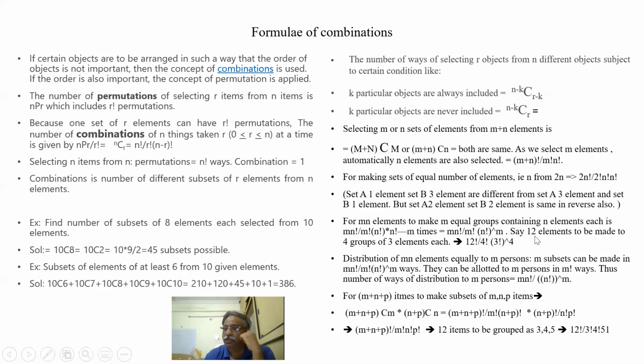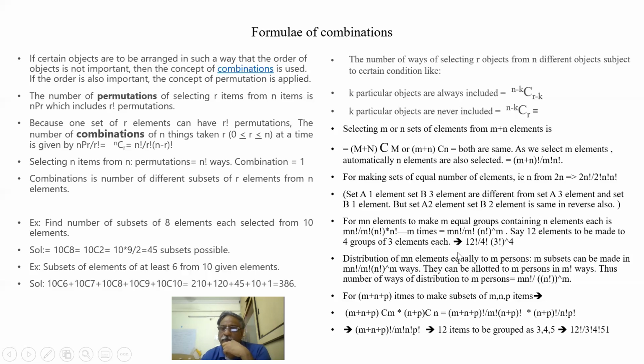We'll take this example. So 12 elements to be made into 4 groups of 3 elements each. So 12 factorial by 3 factorial to the power of 4 by 4 factorial. This many ways. Here I am assuming all the 12 apples are of different sizes, but they have to be distributed into 4 equal groups. Each will get 3 apples. So this is the combination.